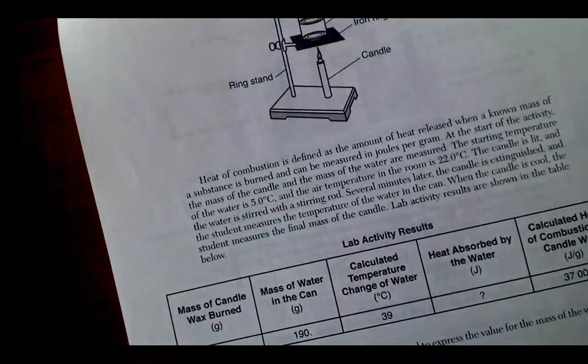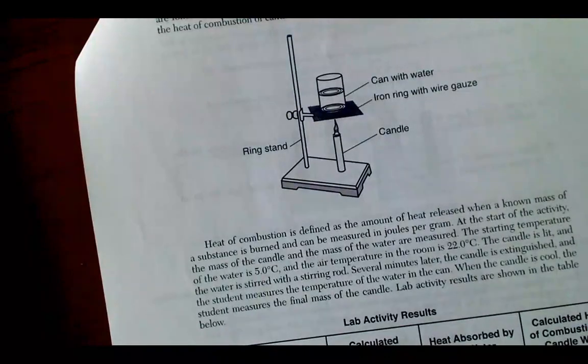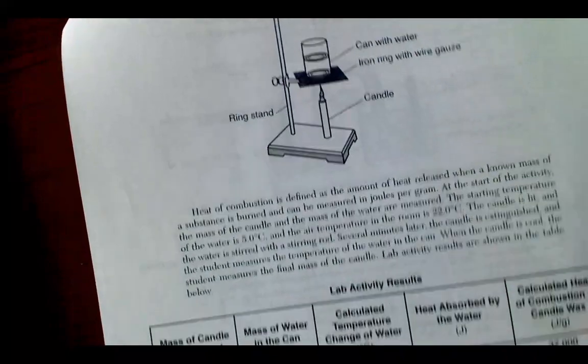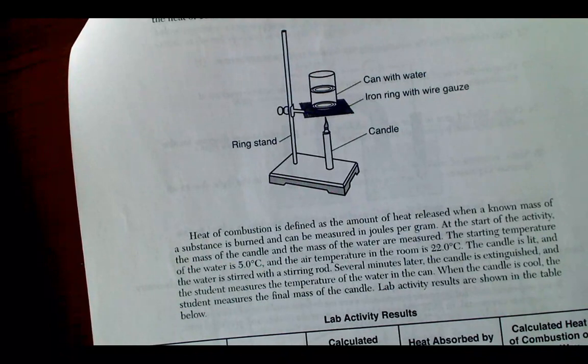Question 69. Let's read the top part first. We've got this little setup here. During a laboratory activity, appropriate safety equipment is used. Great. We're going to burn candle wax. Heat of combustion is defined as the amount of heat released when a known mass of a substance is burned and can be measured in joules per gram. At the start of the activity, the mass of the candle and the mass of the water are measured.